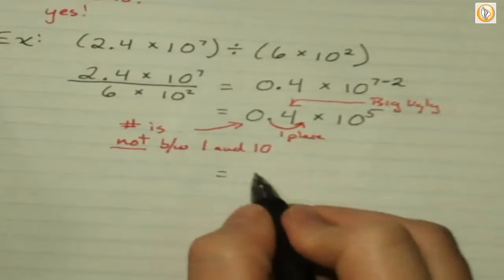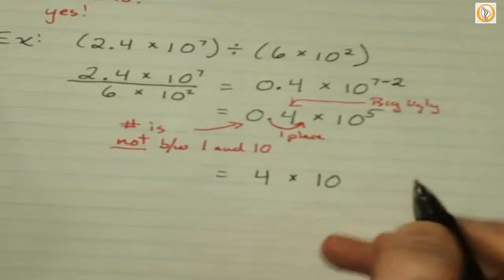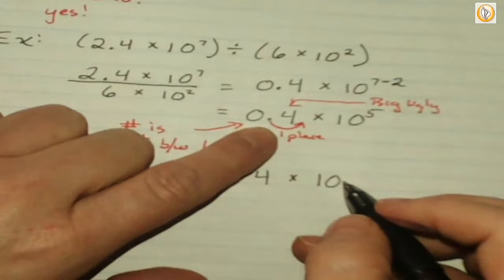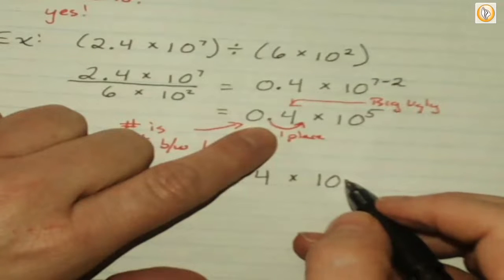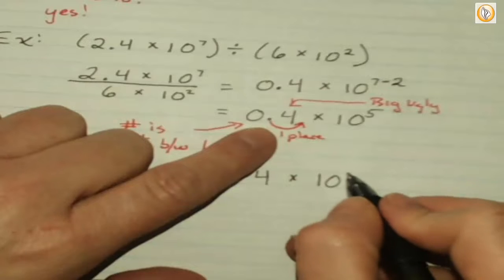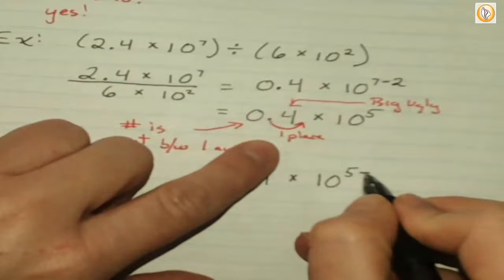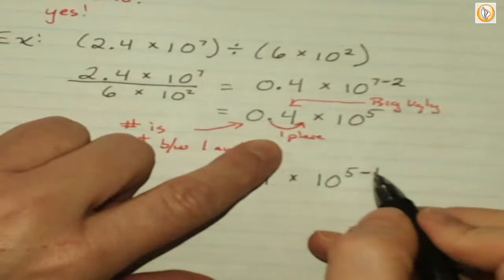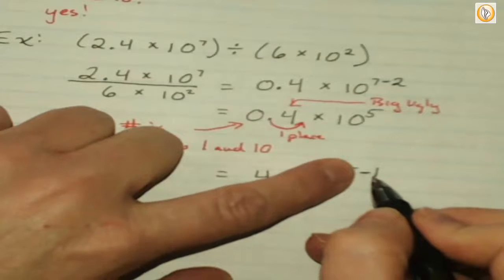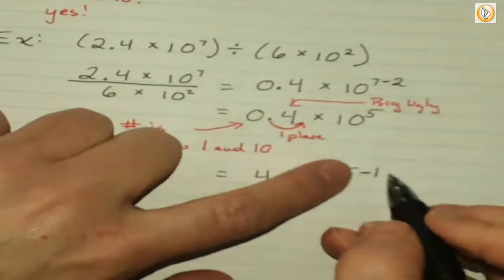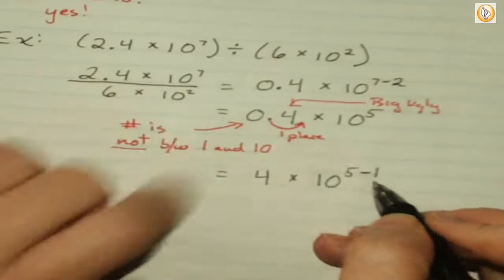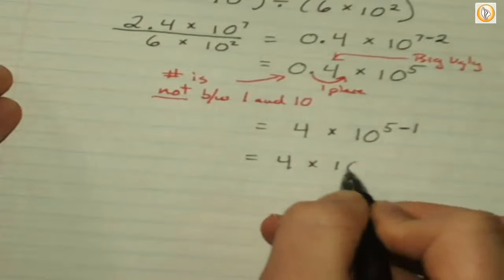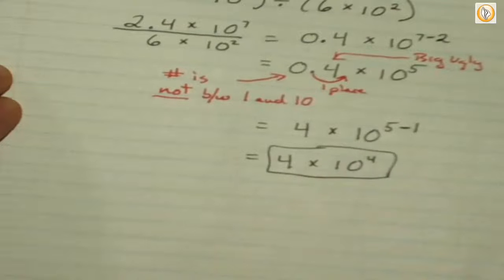So therefore, I have 4 times 10. Now, if it's a big ugly, do I add or subtract an exponent? Gabby? That's right. So I have 5 minus 1. I moved it one place to the right, so it's going to be negative move, minus 1. Big ugly, negative move. So then 5 minus 1 is 4, so 4 times 10 to the power of 4. And then we're done.